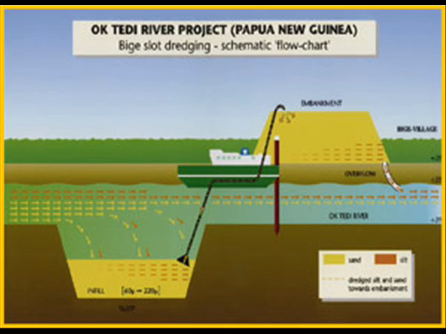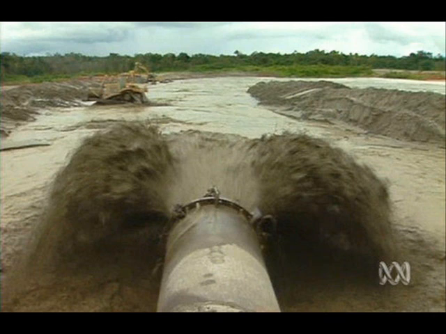I guess that might be Ok Tedi or maybe Oak. I don't know. It's in Papua New Guinea, and it was operated by Broken Hill Proprietary, which is an Australian mining company. And it was a gold and copper mine, and this happened in the late 90s, and it took a while for the company that ran it to admit that the mine was an environmental disaster.